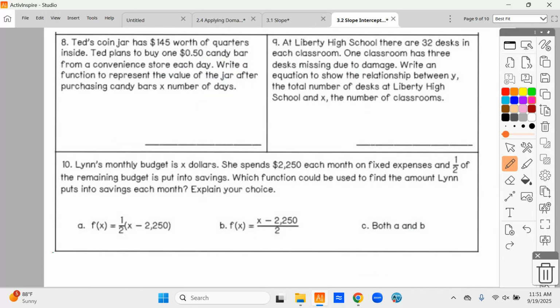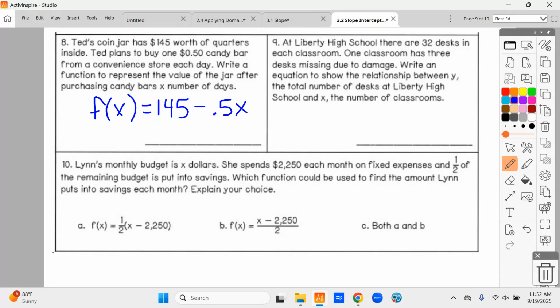All right, we have just a couple minutes. Ted's coin jar has $145 worth of quarters inside. Ted plans to buy one 50-cent candy bar from a convenience store each day. Write a function to represent the value after purchasing x number of candy bars. So we don't actually have to write or solve an equation. It would just be f of x equals, he has $145, and then each day he spends 50 cents. So x represents the number of days, 145 represents how much he starts with.